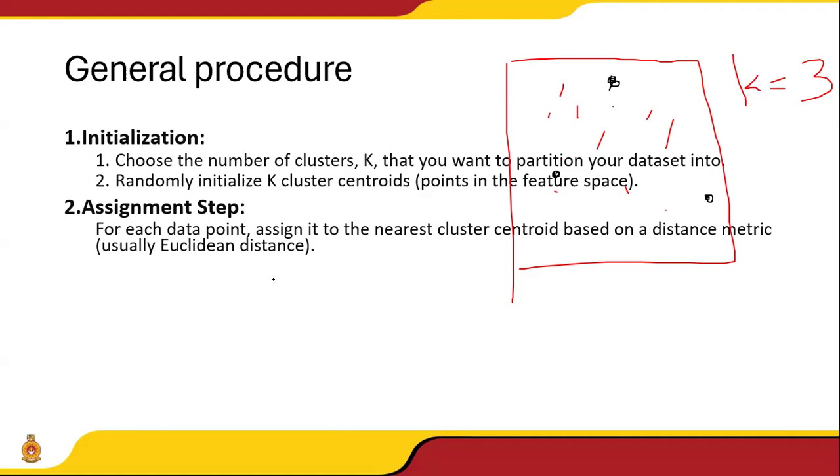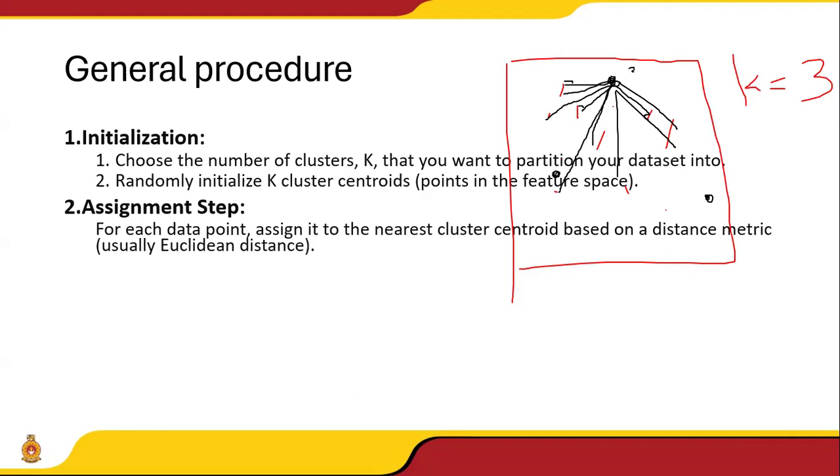Then what I'm going to do is, for each data point, assign it to the nearest cluster centroid based on the distance metric. Usually we use Euclidean distance. Sometimes we have to use Manhattan and other distances also, but we'll take Euclidean distance to make our life easy. So I'm going to draw lines from these dots and check all of these distances for each and every dot. Each and every dot gets a link, except these centroids, right?